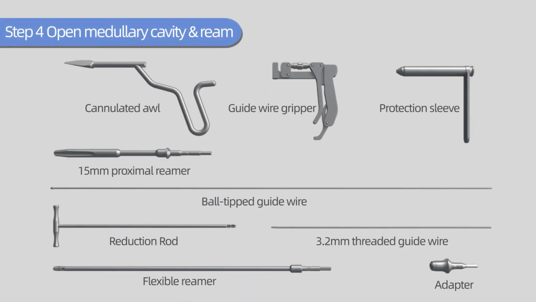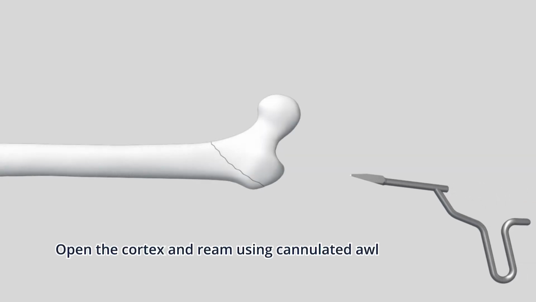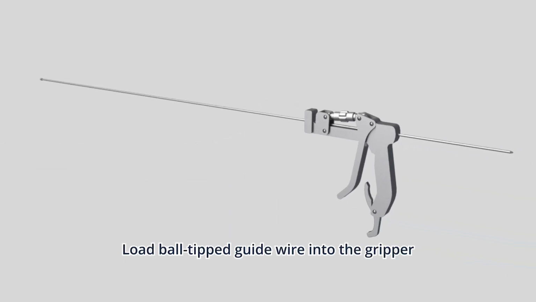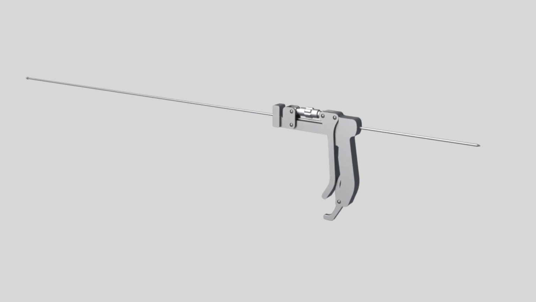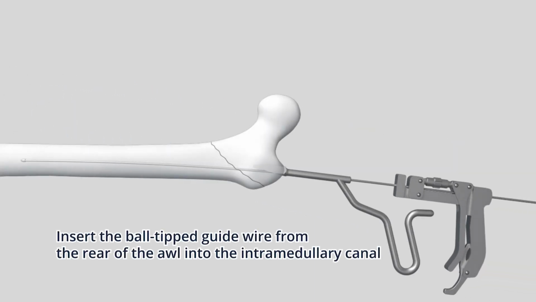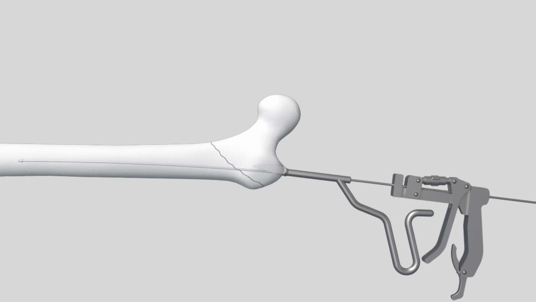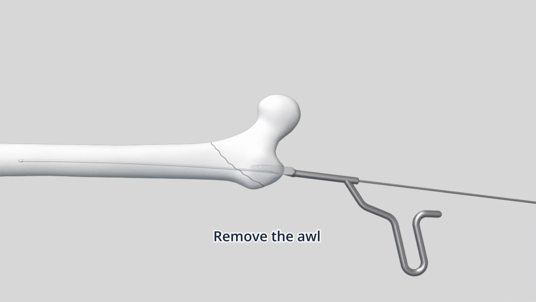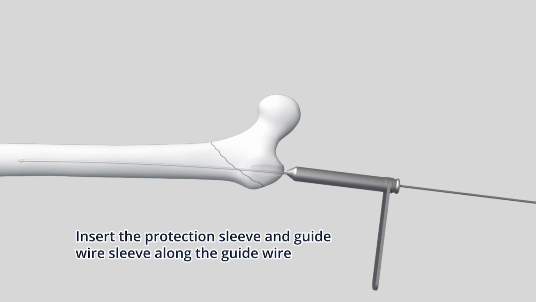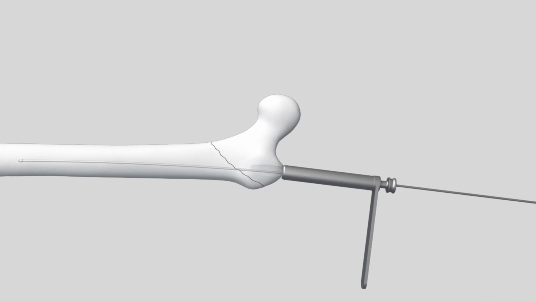Step 4. Open medullary canal and ream. Open the cortex and ream using cannulated awl. Load ball-tipped guide wire into the gripper. Insert the guide wire from the rear of the awl into the intramedullary canal. Remove the awl. Insert the protection sleeve and guide wire sleeve along the guide wire.